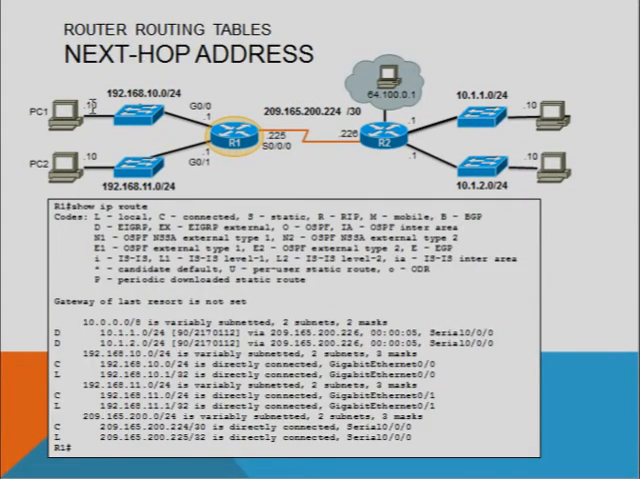The routing table also shows what we know as the next hop address. In this case, you have the router R1, and in order to go to the remote network 10.1.1.0, you have to pass through a router known as R2. The R2 router is your next hop address. The next hop address in this case is 209.165.200.226.